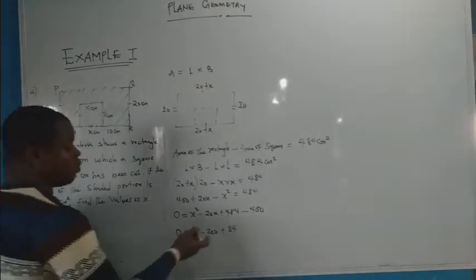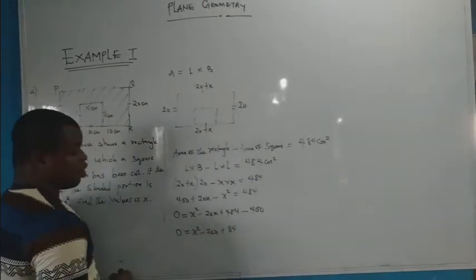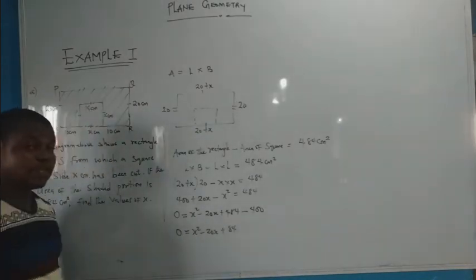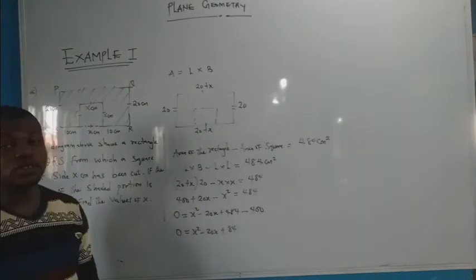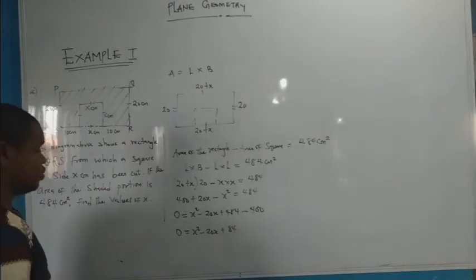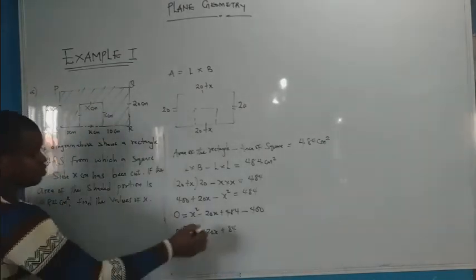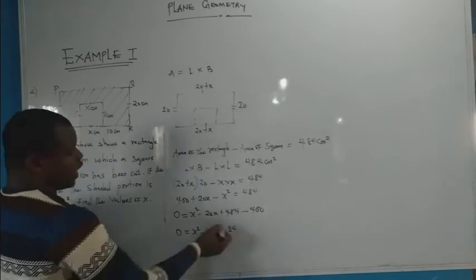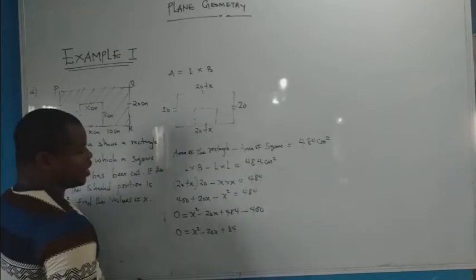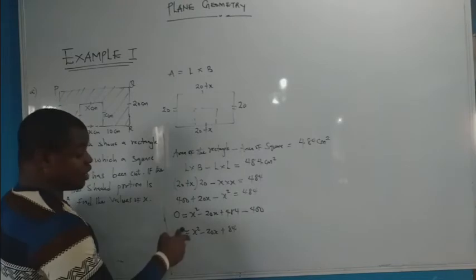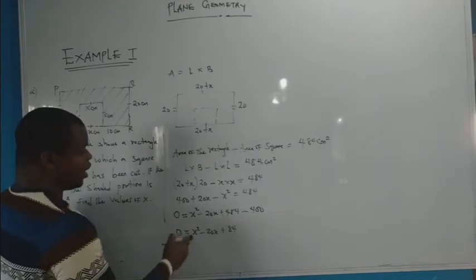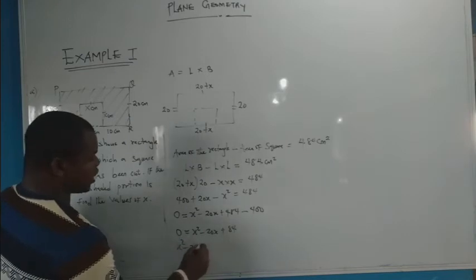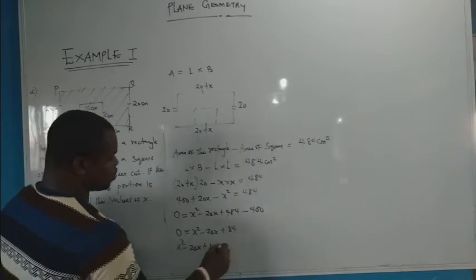Okay, we've got a quadratic equation, and here you can use the completing the square method, the factorization method, or the formula method. The graphical method is not advisable when you are given such a question. I think the fastest method to apply here is the factorization method. So this means x squared minus 20x plus 84 is equal to 0.